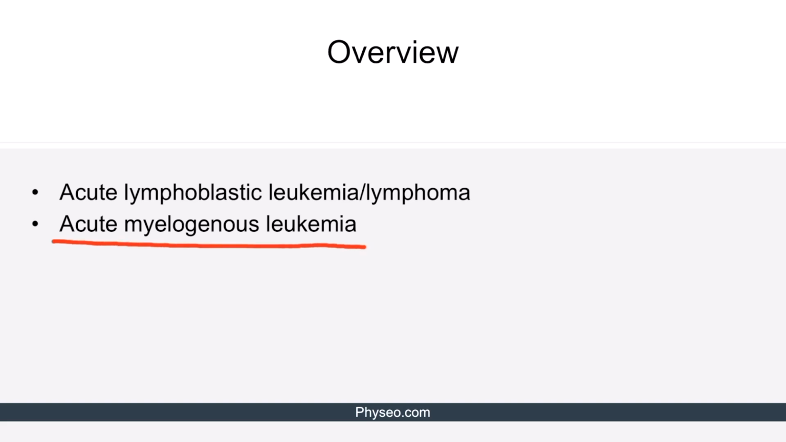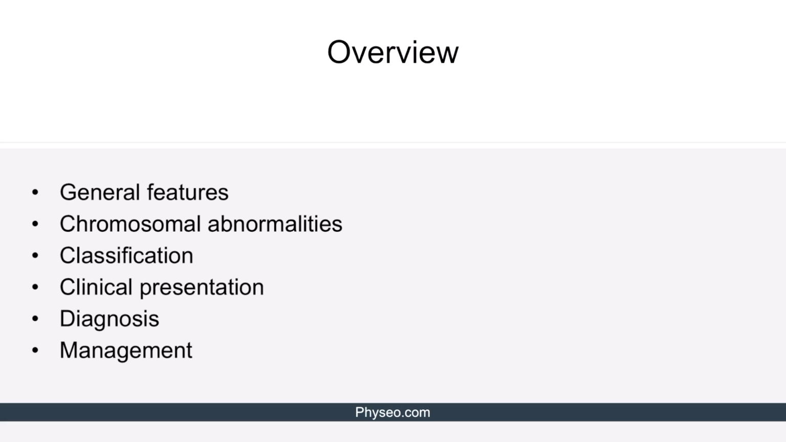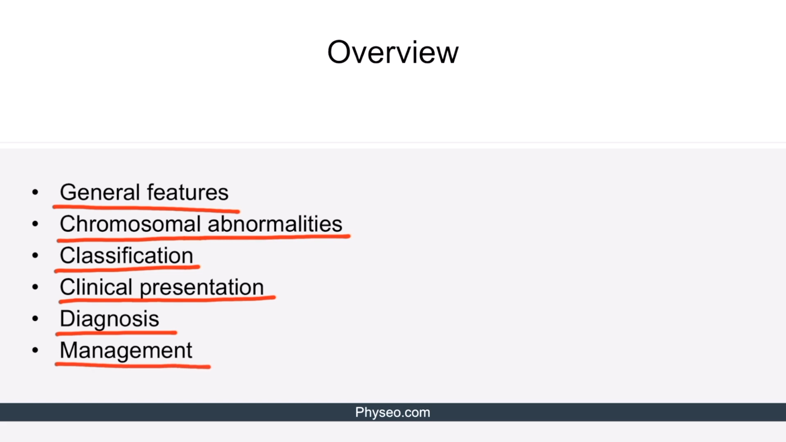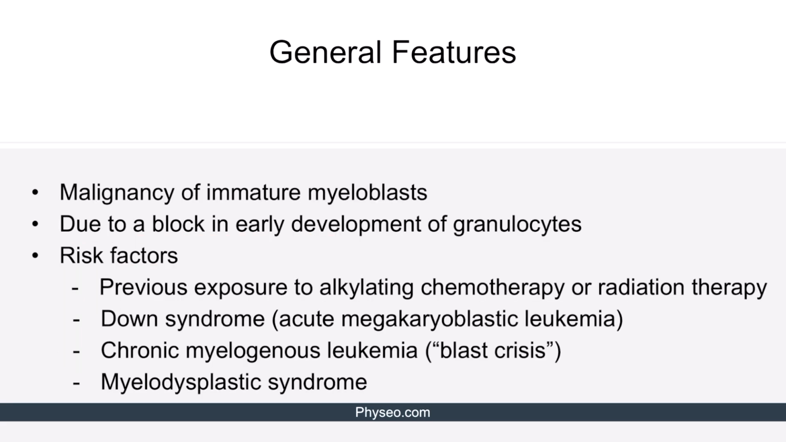Starting slide 13. All right, now let's move on to discuss acute myelogenous leukemia, or AML. Starting slide 14. With regards to this topic, we'll be discussing the general features, chromosomal abnormalities, classification, clinical presentation, diagnosis, and management. Let's start with general features.